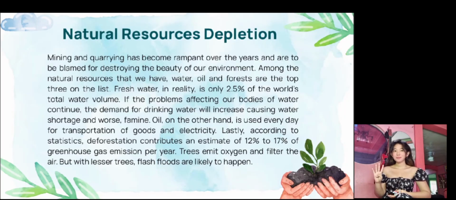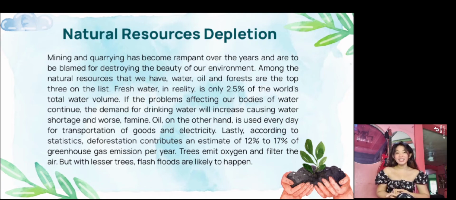Number 4 is natural resource depletion. Mining and quarrying have become rampant over the years and are to be blamed for destroying the beauty of our environment. Among the natural resources that we have are oil, water, and forest. These are the top 3 on the list. Fresh water, in reality, is only 2.5% of the world's total water. If the problems affecting our bodies of water continue, the demand for drinking water will increase, causing water shortage and, worse, famine.